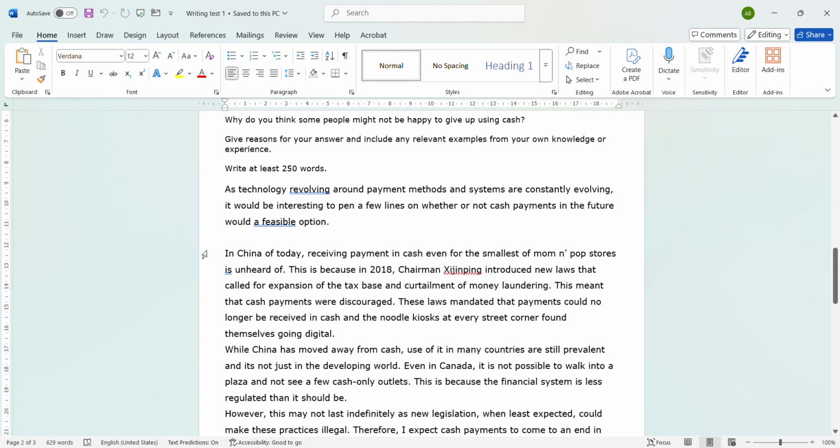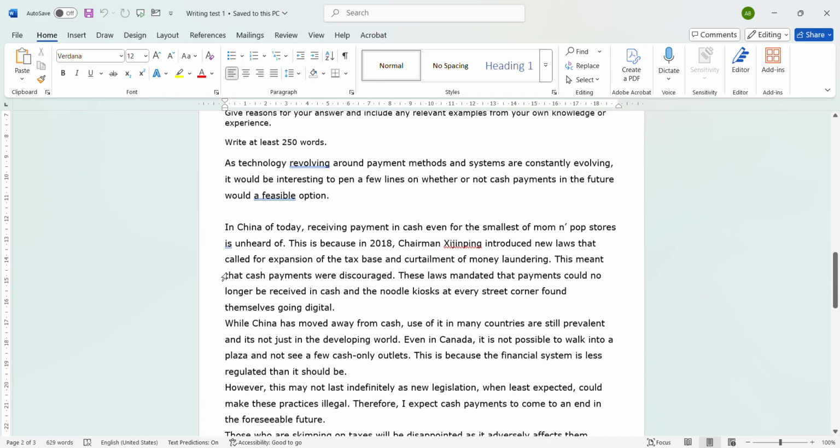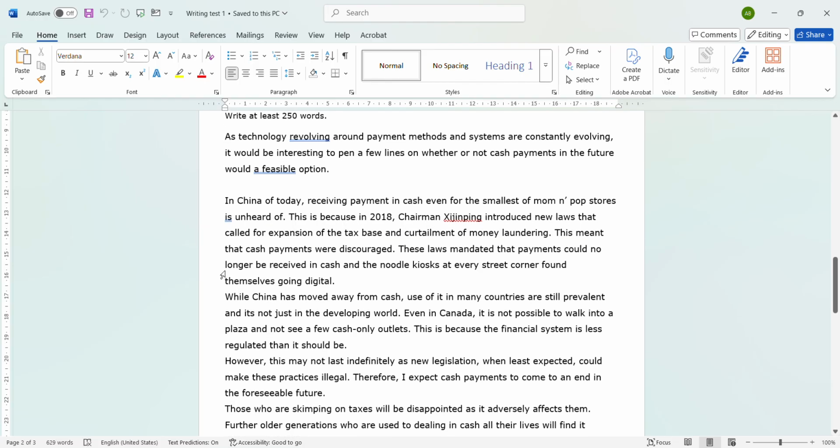So in China of today, receiving payment in cash, even for the smallest of mom and pop stores, is unheard of. This is because in 2018, Chairman Xi Jinping introduced new laws that called for expansion of the tax base and curtailment of money laundering. This meant that cash payments were discouraged. These laws mandated that payments could no longer be received in cash, and the noodle kiosks at every street corner found themselves going digital.